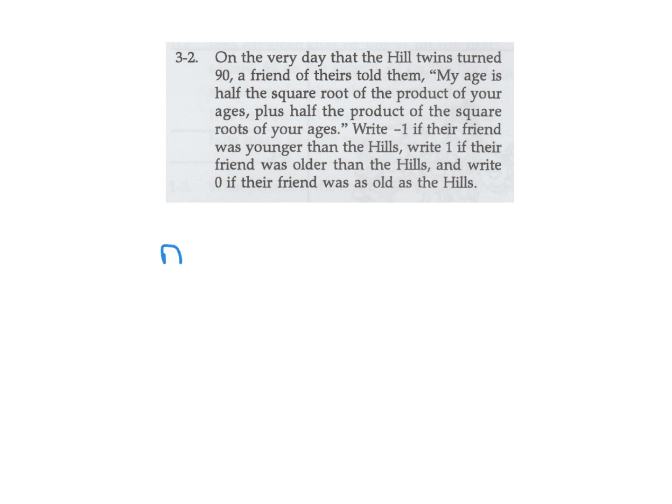Okay, so we have to try to figure out the math. The age is half the square root of the product of your ages. So they're twins, and they're both 90, so the product of their ages would be 90 times 90. Half the square root, so take the square root and then take half of it. Plus half of the product of the square roots of your ages. So 90 times root 90 times root 90.